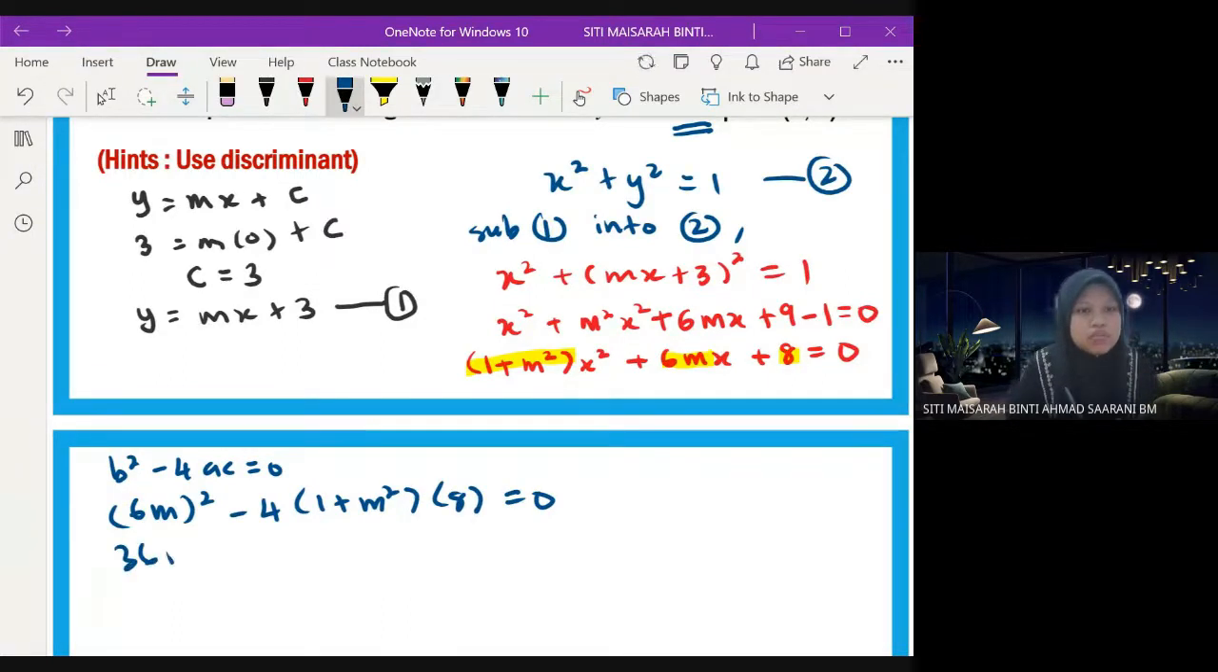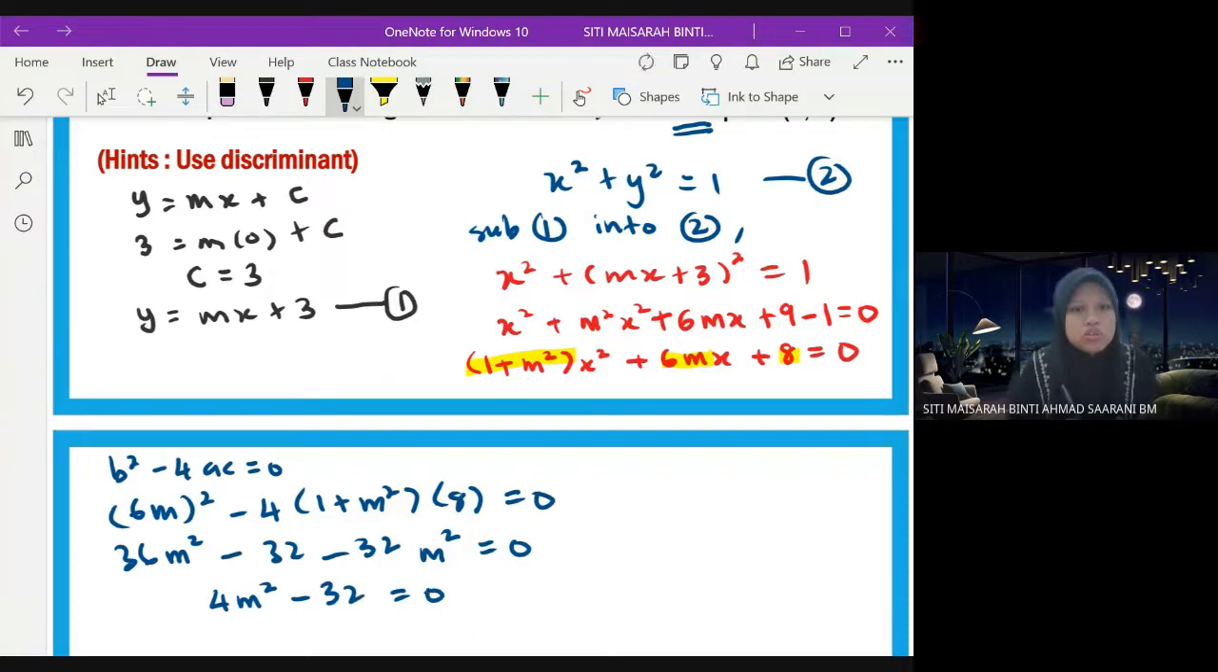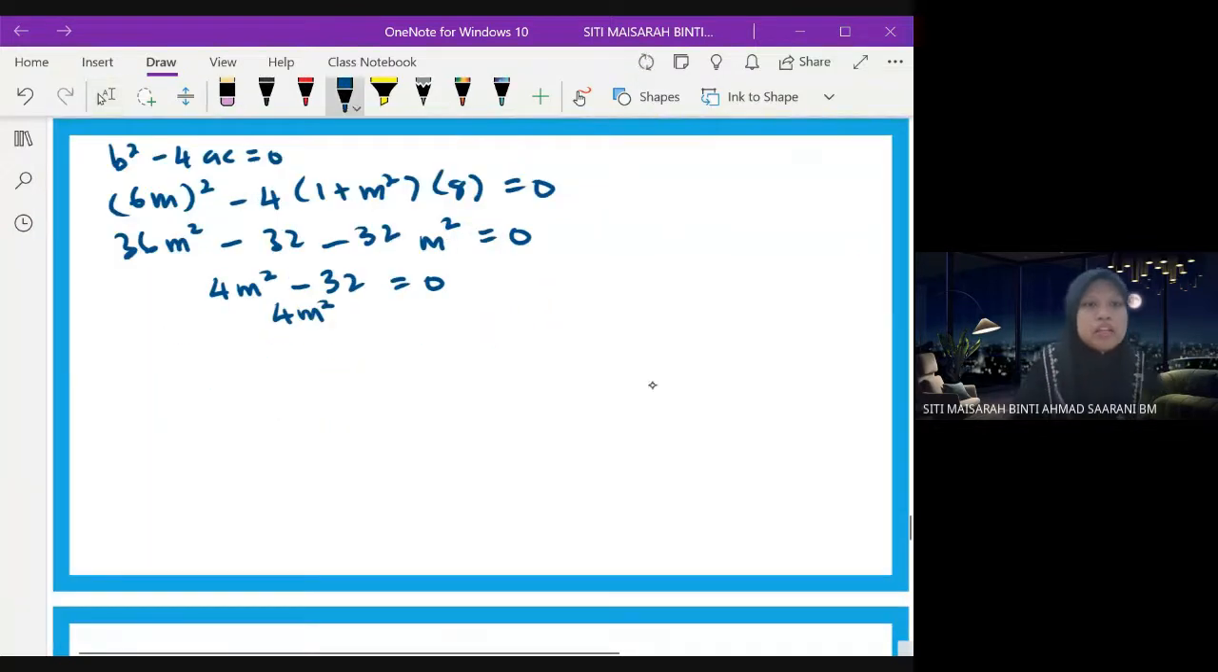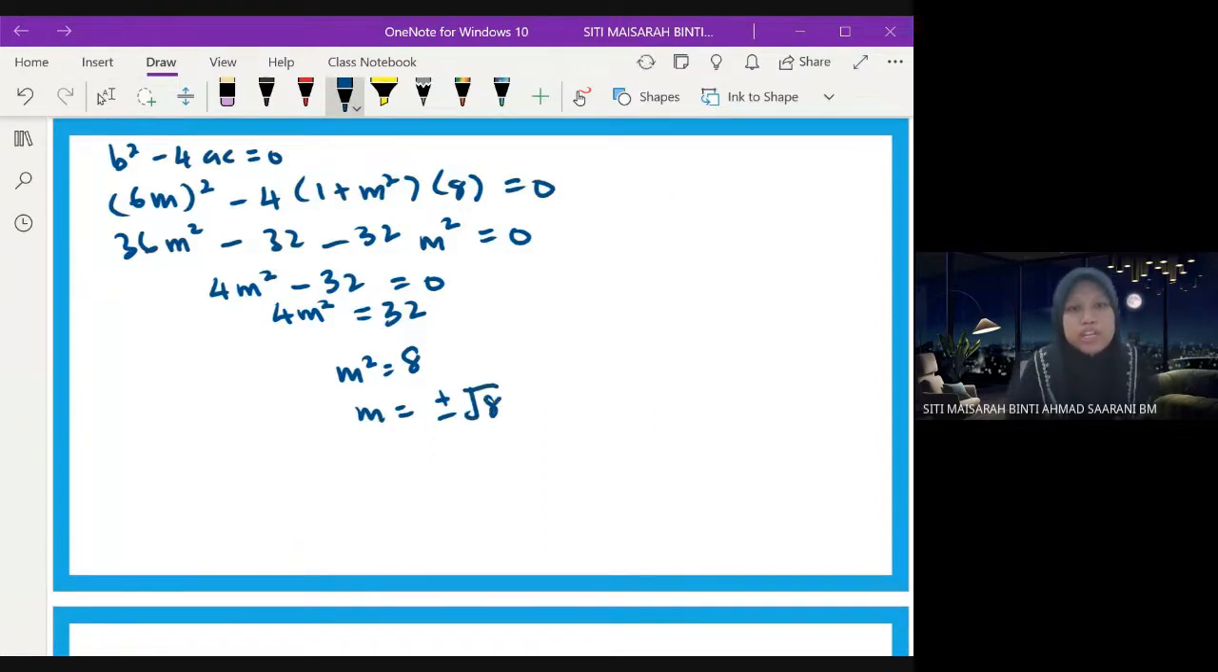So 36m square minus 32 minus 32m square is equal to 0. So then we get 4m square minus 32 equals to 0. So then 4m square equals to 32. So m square equals to 8. So m equals to plus minus square root of 8. Square root of 8 kita boleh tukar dia jadi 2 root 2 lah. This is 2 root 2.